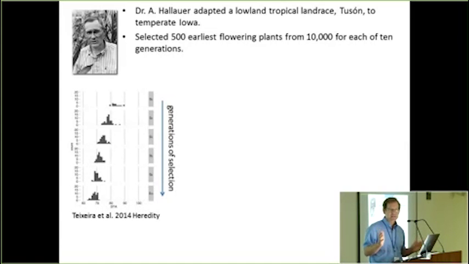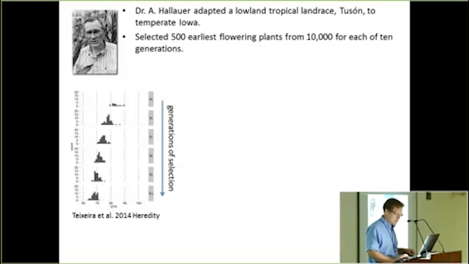But what he did was he planted basically an isolation field of 10,000 plants and would walk through it every day and flag the earliest 500 plants that flowered. So there was very large population size, very strong selection pressure, but big effective population size. So drift is not a big problem here. And he did that for 10 generations.